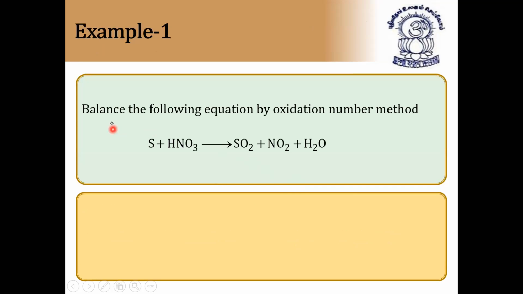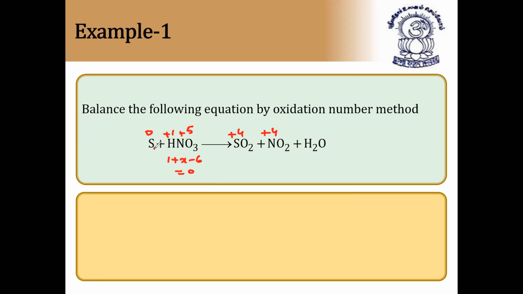We'll see now. Balance the following equation by oxidation number method: sulfur plus HNO3 gives sulfur dioxide plus NO2 plus H2O. Let us see the first. I write the oxidation states. Sulfur is 0, hydrogen is +1, nitrogen is x, so 1 plus x minus 6 is equal to 0, because oxygen is -2 already we know, so x is equal to 5. So in nitric acid, nitrogen is +5, sulfur dioxide +4, and nitrogen dioxide +4, and the remaining are the same.